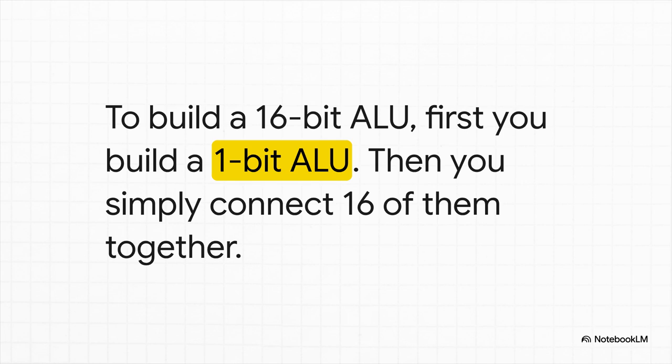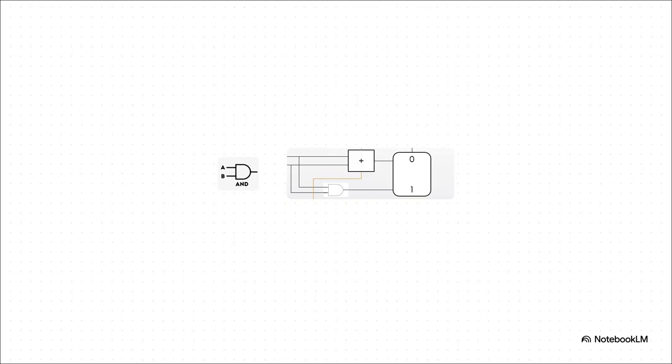You don't try to design this massive, complex 16-bit calculator all at once. That'd be a nightmare. Instead, you focus all your energy on designing one perfect little circuit that can do all the operations on just a single bit. And once you've got that, you just copy and paste it 16 times and wire them all together. And you can see that exact principle right here in action. On the left, that's the symbol for a simple AND gate, one of the absolute fundamental building blocks. And then on the right, you can see that exact same symbol being used as just another component inside the bigger, more complex diagram of our 1-bit ALU.